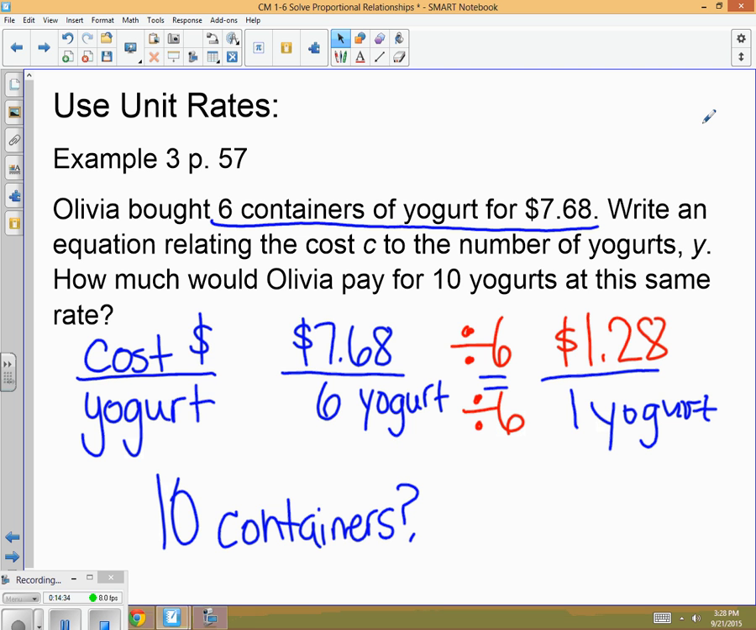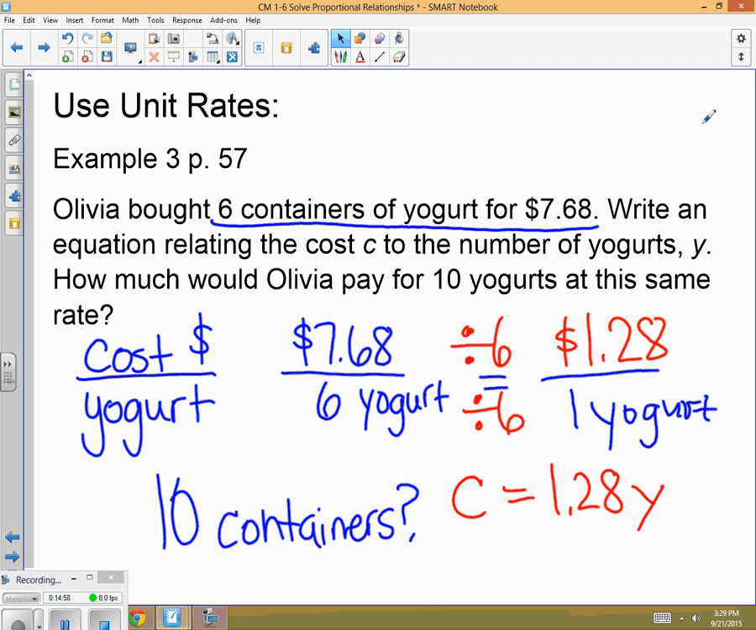Now, it tells you to let C be the cost and Y be the number of yogurts. So now we're going to write an equation. The cost of the yogurts is equal to the price for one yogurt times Y, which is the number of containers. So this equation, C equals 1.28Y, represents our equation we're trying to solve.